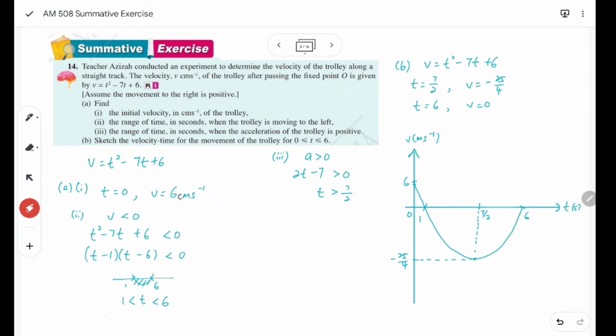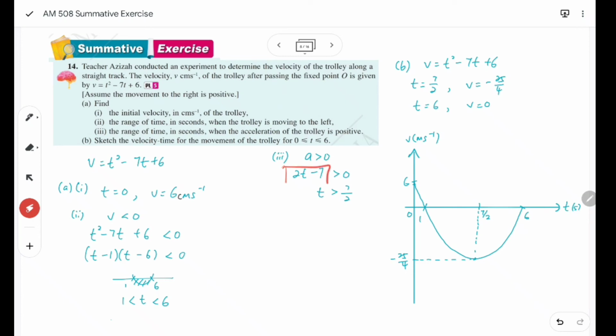Number 3, the range of time in seconds when the acceleration of the trolley is positive. So when a is greater than 0, when the acceleration is positive, we need to get the function of acceleration by differentiating t squared minus 7t plus 6.